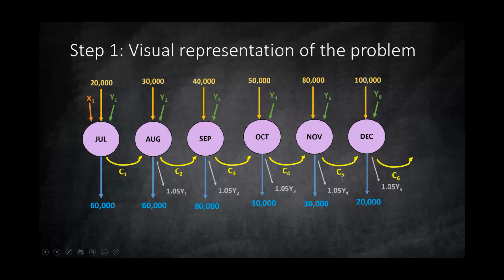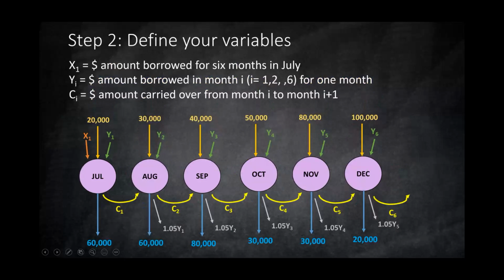The next step will be to define the variables. And as you can see, we already see the variables that we're going to use. We're going to have X1, which is the dollar amount that we'll borrow for the 6 month loan. We'll have Yi, which is the dollar amount borrowed in month i when we are borrowing it every month, 1, 2, up to 6.